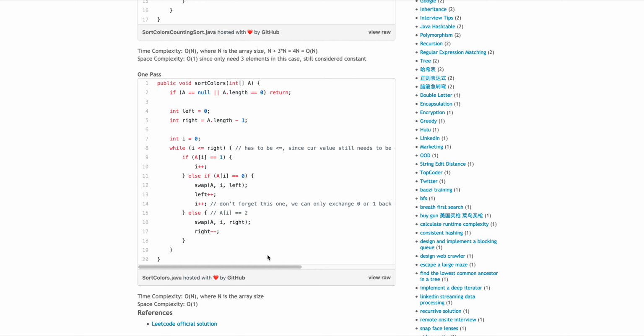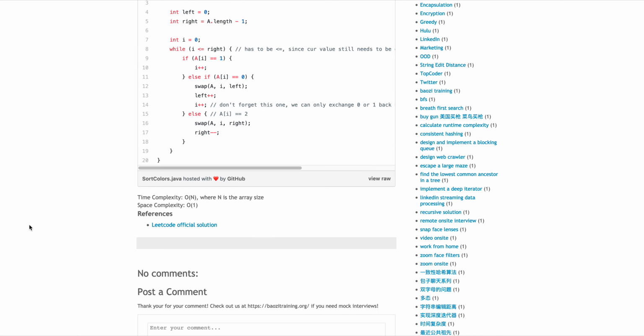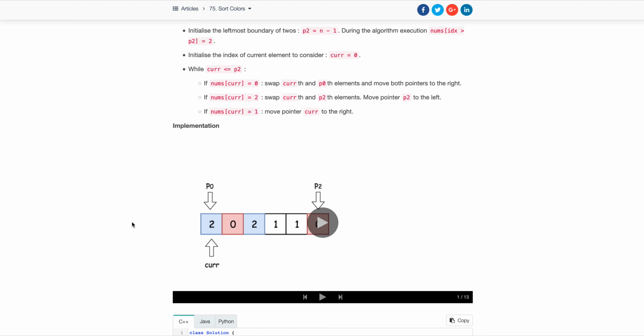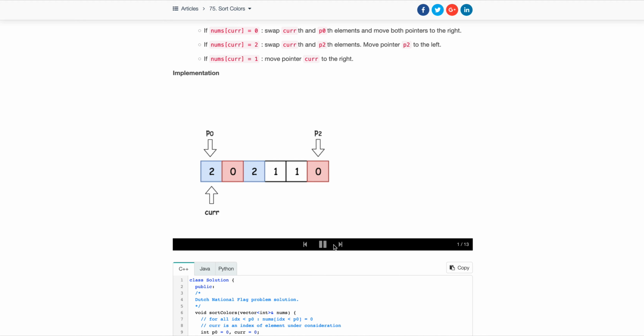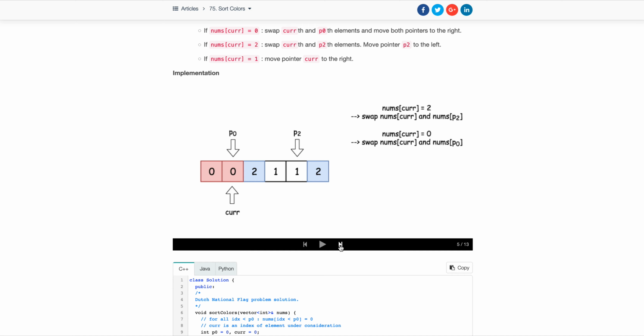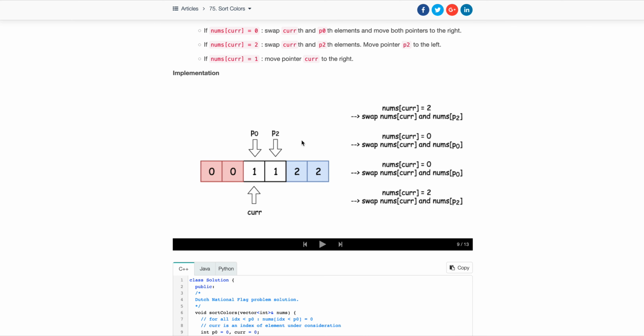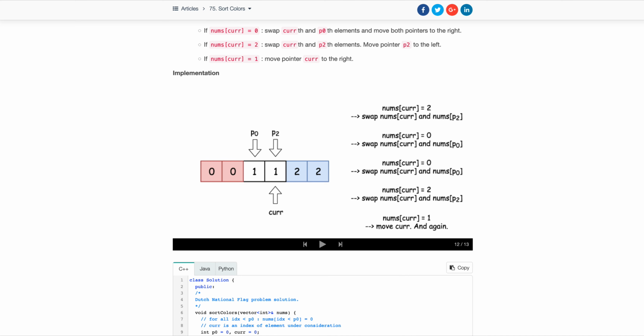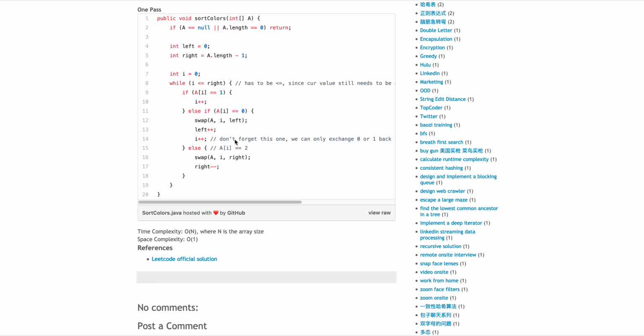The one-pass method is here. I attached the Leetcode official solution, which has a very good animation. The algorithm works like this: start from the left. If you see a 2, you always move it to the right end, so you move it here, and your pointer stays. If you see 0, you continue. And 0, you continue. You see a 2, you move it to the right part, because your right part is already shrinking here. You see a 1, you leave it alone.